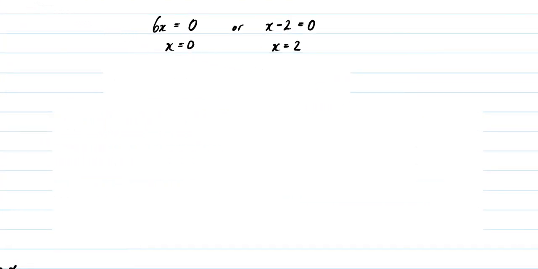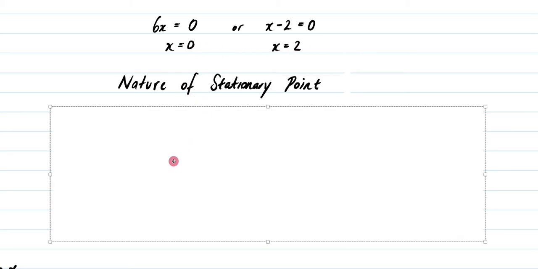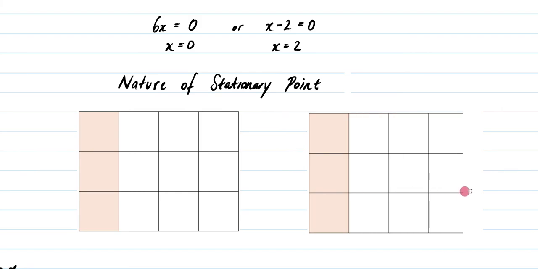So we've just found our stationary points. Let's now find the nature of the stationary points. So we found the stationary points, now we're finding the nature of them. And in order to do this, we're going to have to make some tables. Okay, so let's go. So this is going to be x, this is going to be f dash of x, and this is going to be the shape. I'm going to put 0 here because I'm dealing with this one.